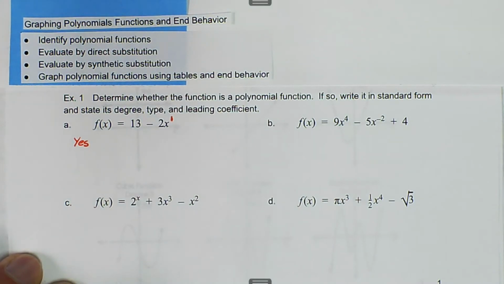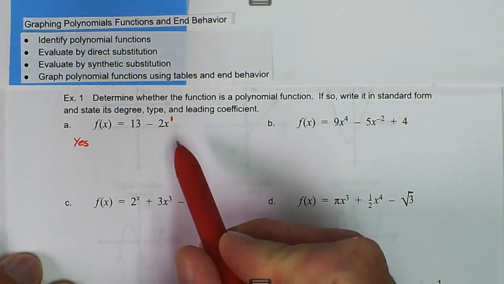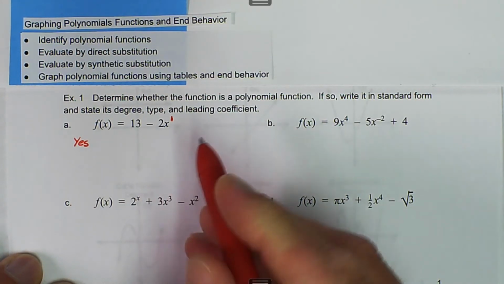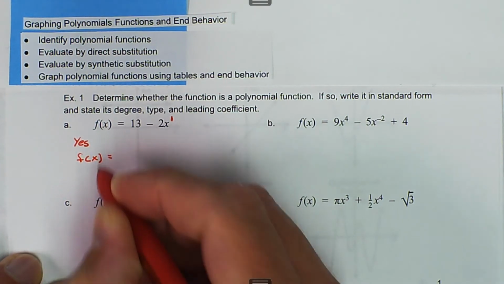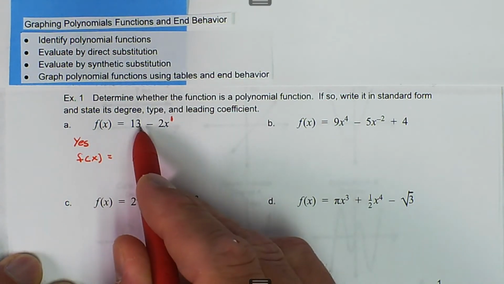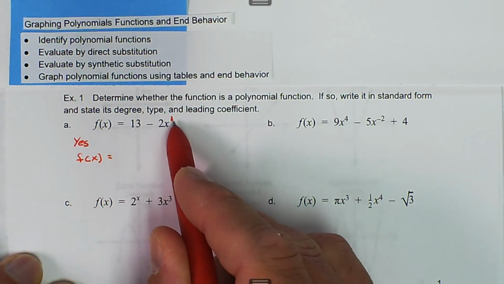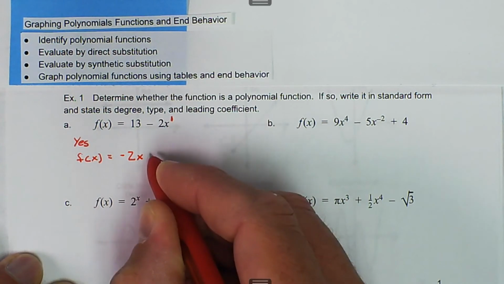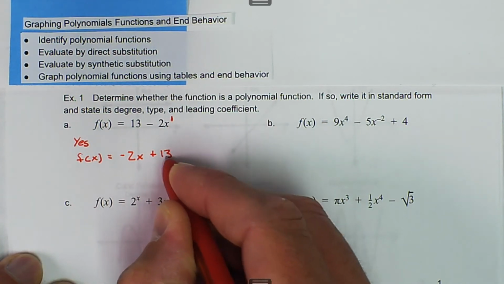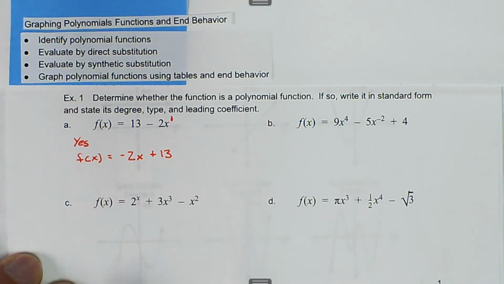Then it says, if so, write in standard form. And in standard form, we want to have the highest degree first. So we would write this as f of x equals, which one has the higher degree? This has a degree of 0. This has a degree of 1. So then we'd write it as negative 2x plus 13. So that's in standard form where the highest degree is first.